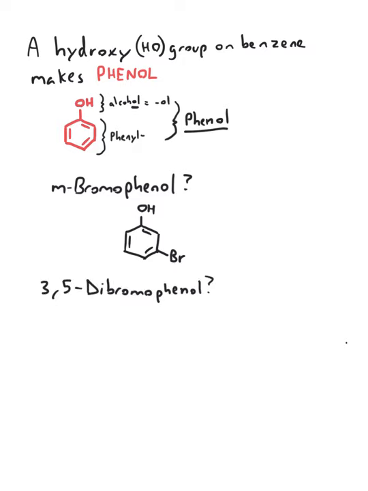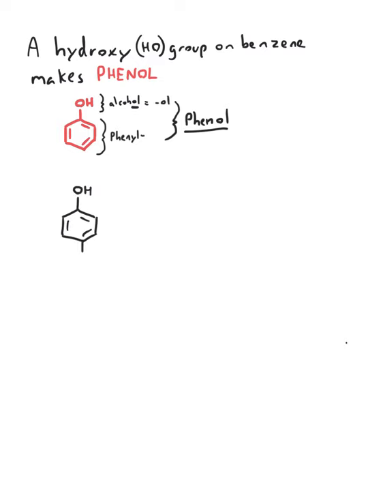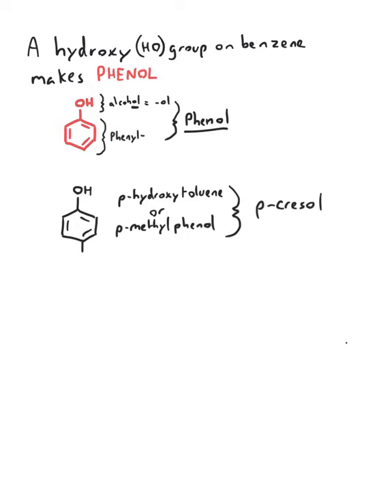What about 3,5-dibromophenol? You may pause now. And yes, this is what it looks like. All right, let's move on. So what if you have this structure here? Looks like a toluene with a hydroxy group. Well, this could be para-hydroxytoluene or para-methylphenol. Or if we're really old-fashioned, we can call it para-cresol, because this is the structure of cresol.